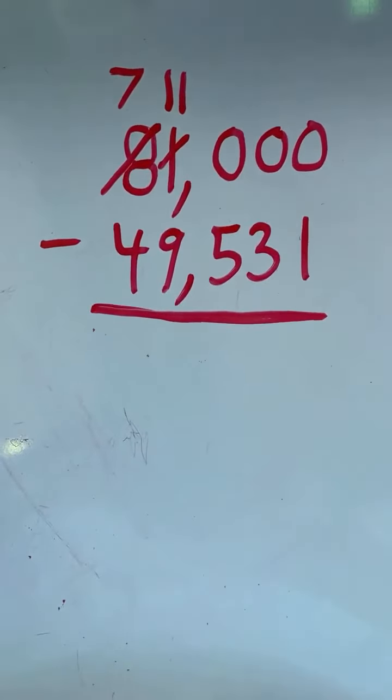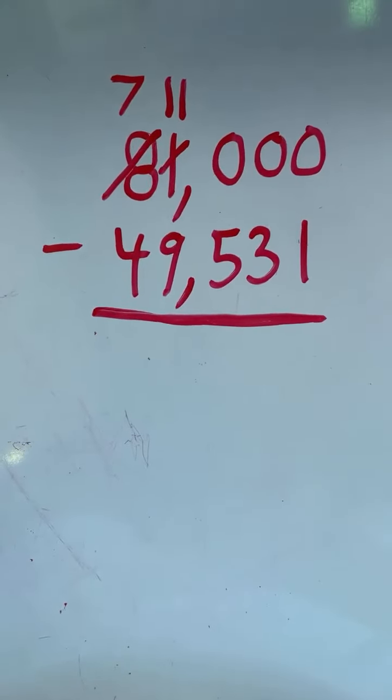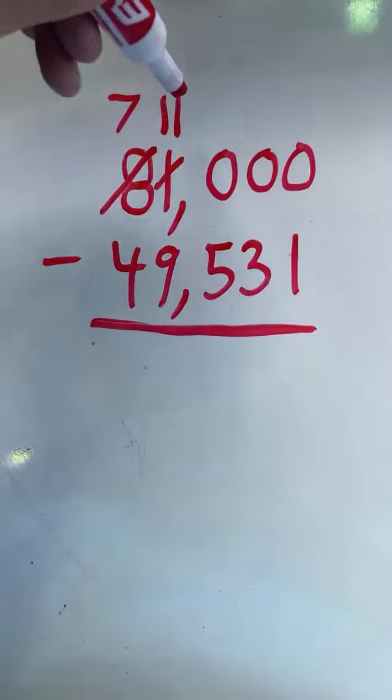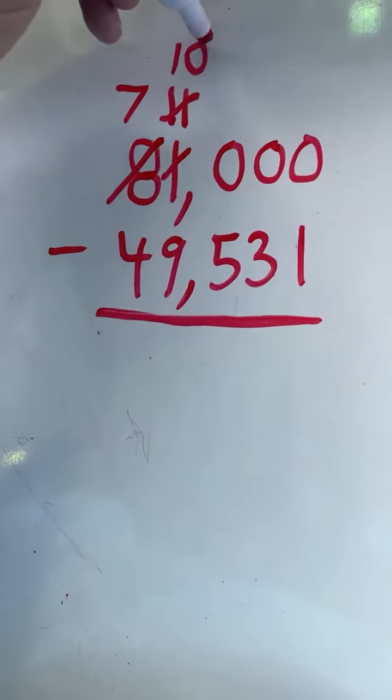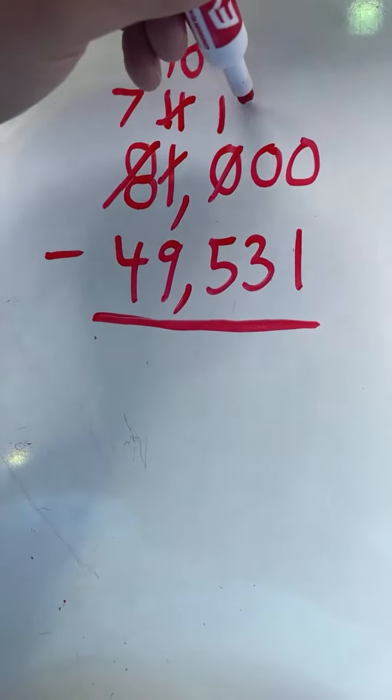You can't start out with 0 and take away 5, so we're now taking a 10 from the thousands place. That 11's going to change to a 10. The 0 changes to a 10.